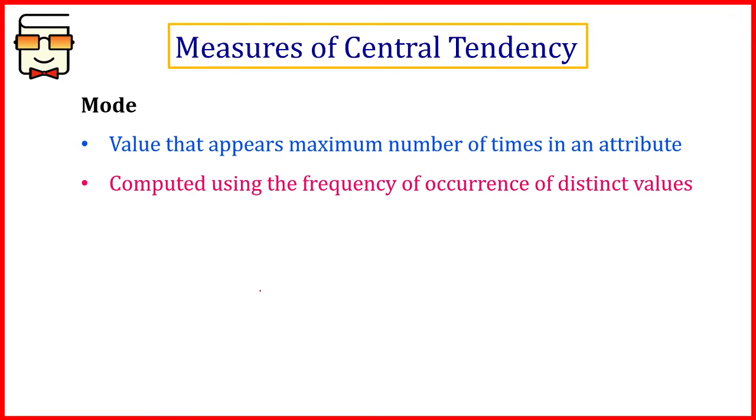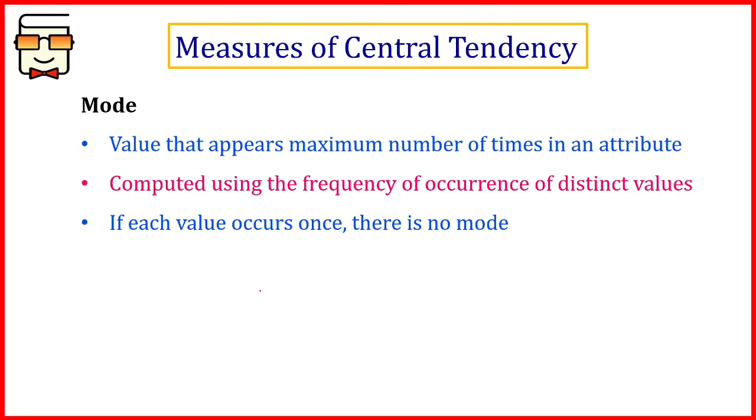Again, mode is calculated for each attribute of the structured data, and for each attribute for which you want to find the mode, you first find out the distinct values. What are the different values that are present in that attribute? And for each distinct value, you then count how many times these distinct values are occurring. Then the value that is occurring the most number of times is the mode.